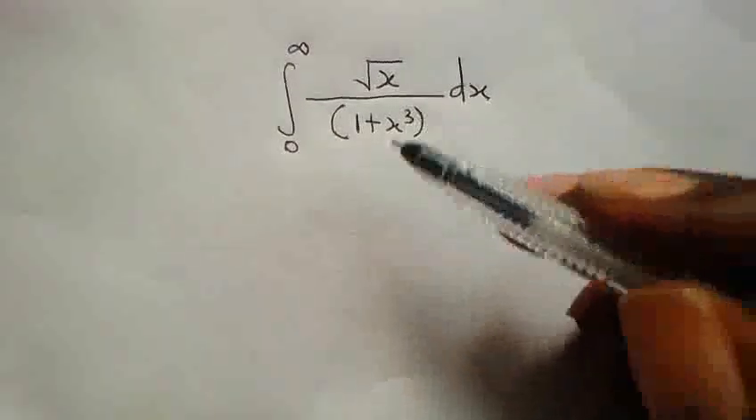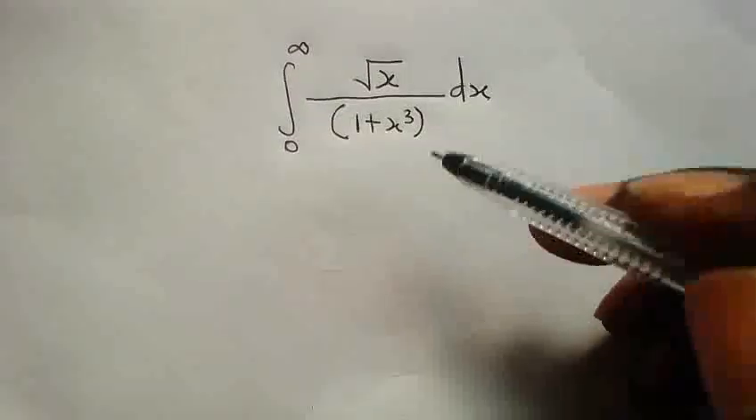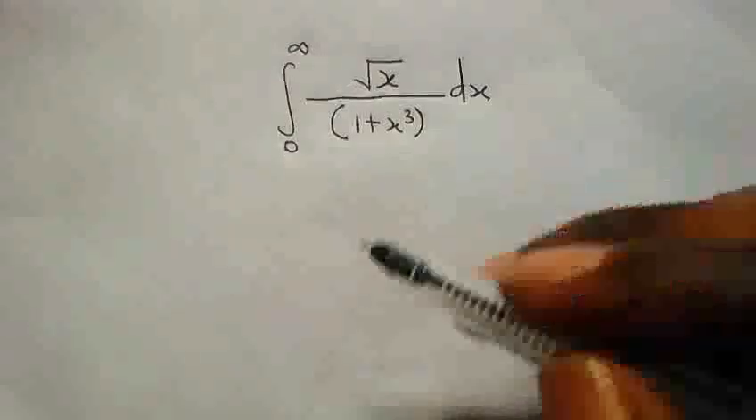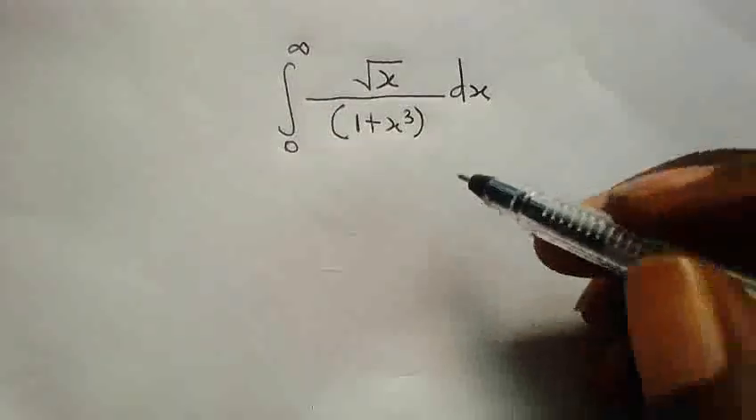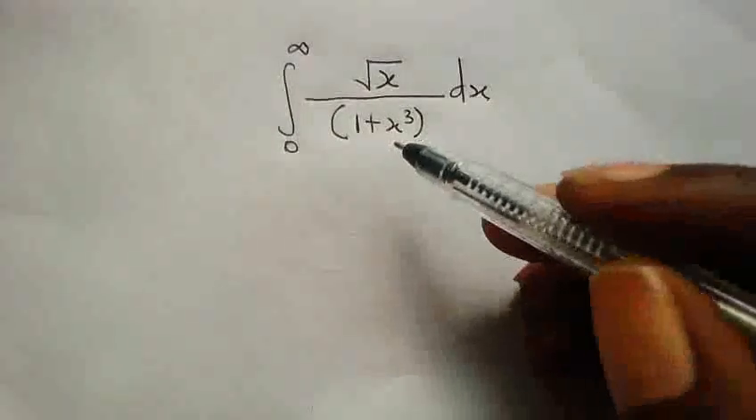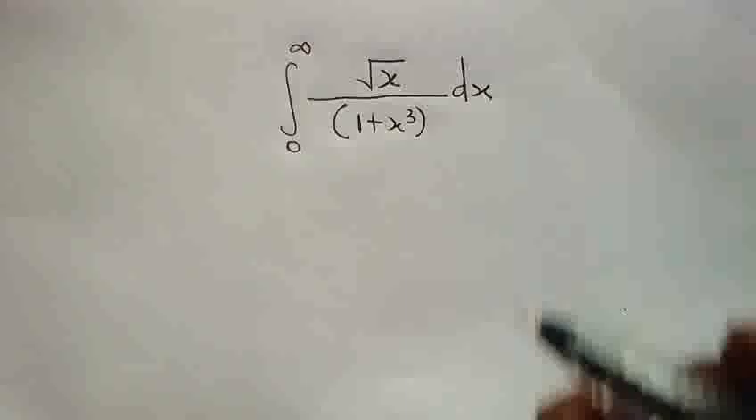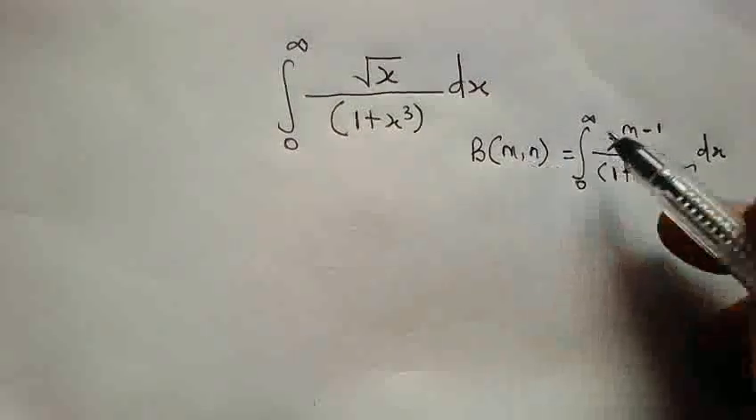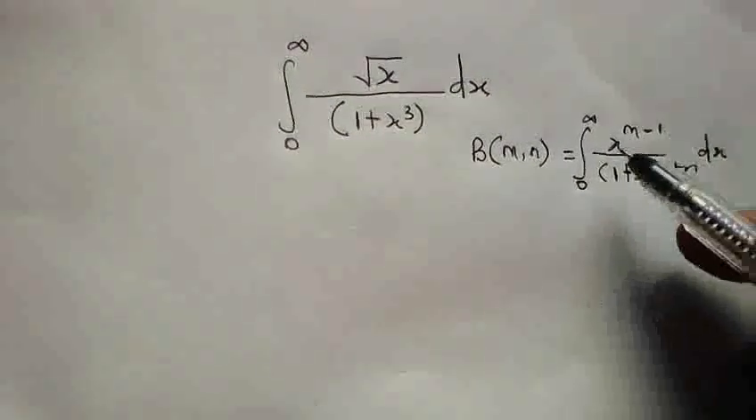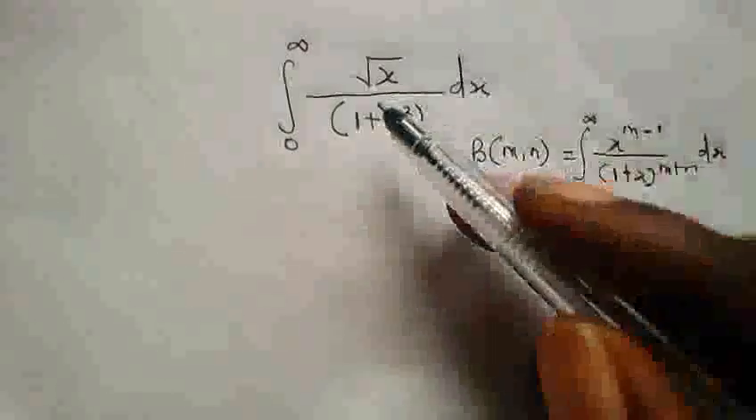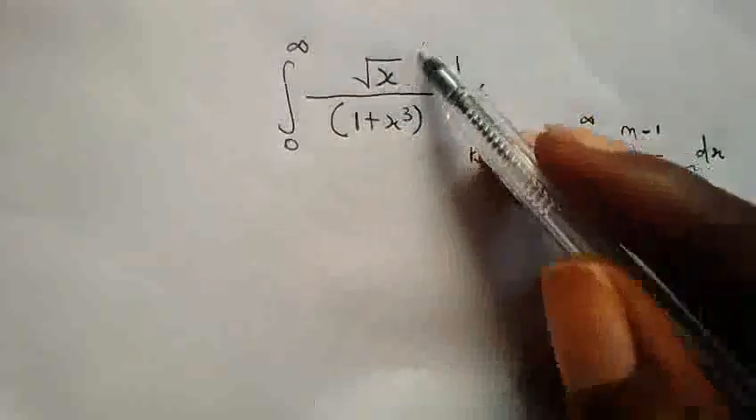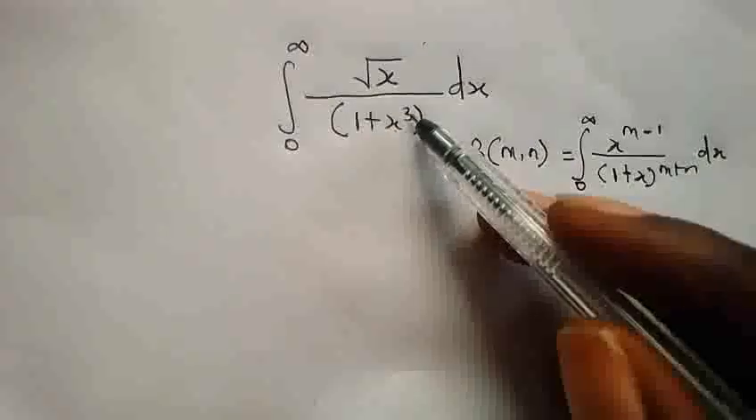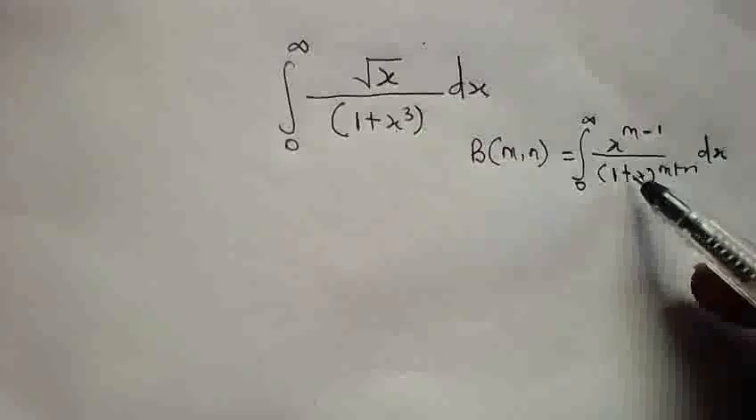Looking at this, I think this is the beta function we all know about, which I used in our previous video. But before that, we're going to make a substitution because the beta function looks like this: the beta of m, n is equal to the integral from 0 to infinity. So I think we have the same thing up there, because this is x raised to 1 over 3. And down here, the power of x is 3, but here the power of x is 1.